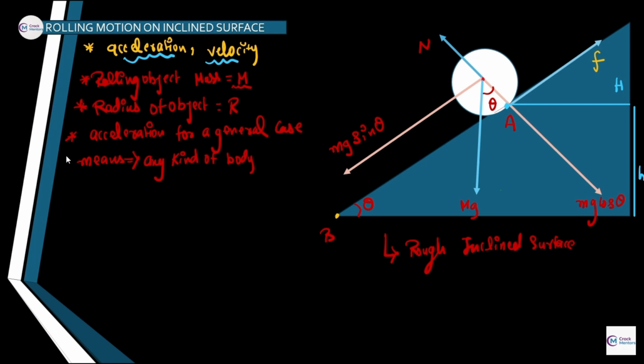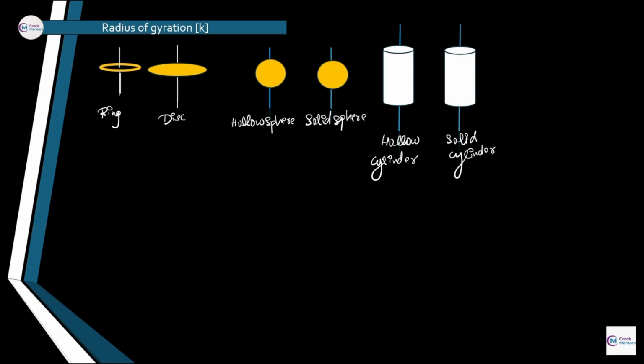Okay, so for generalizing the formula, there is a requirement of the moment of inertia as well as the radius of gyration. Now, what is radius of gyration? Radius of gyration is denoted by k, and I'm going to explain it with a practical example, not by the definition. There is a specific reason regarding it.